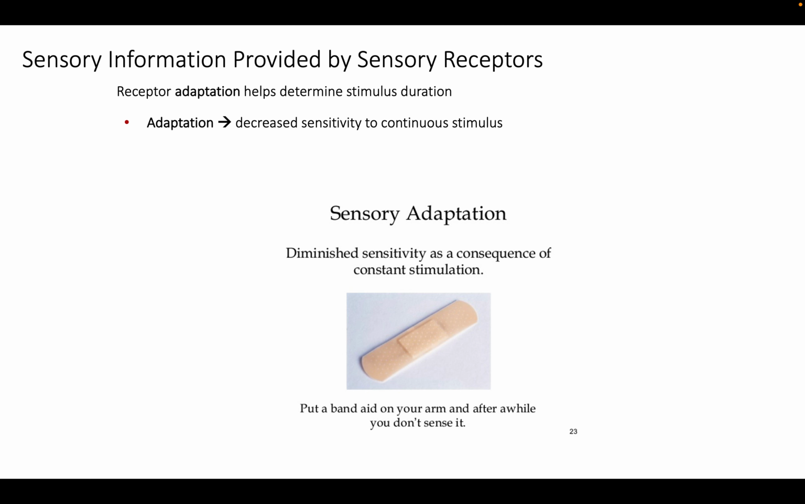They respond rapidly and they adapt rapidly to that, so you don't really notice it while it's there. So you notice it as soon as it was put on. You don't notice it after a little while as it's on, but then you notice it again as you take it off, right? So typically these rapidly adapting sensory receptors respond to the onset of a stimulus and the offset of it. So when it is applied and when it is taken away.